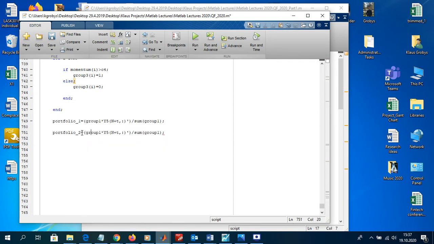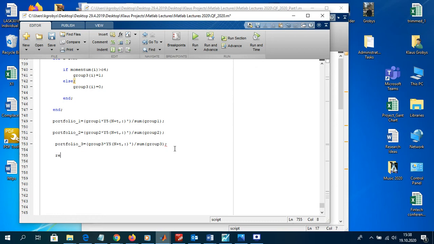The second group is the group in the middle. It's group 2, multiplied with the whole row of excess returns. Then it gives us the sum of the stocks that are in the second group divided by the number of stocks in the second group. Then we can copy this in the next row, and the third portfolio is then what? It's group number 3 times the corresponding row vector transposed in the forecast period divided by the number of stocks in that group.